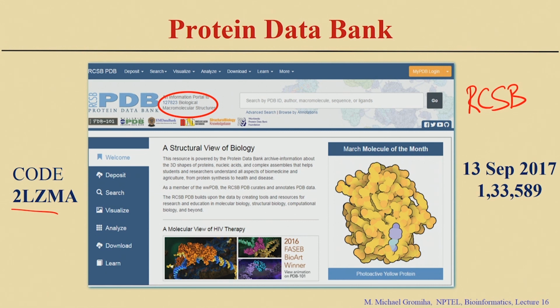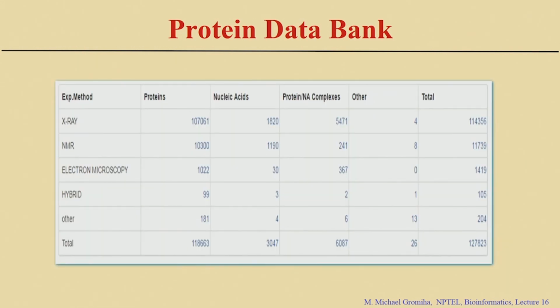If you look at the statistics of the protein data bank, as I discussed earlier, X-ray crystallography is the most prominent technique to obtain the 3D structures of proteins. Among these 127,000 structures, about 114,000 were obtained from X-ray crystallography. For NMR spectroscopy, there are about 11,000 structures, followed by the other techniques. Looking at the different macromolecules, proteins have the highest number of structures, 118,000, with about 3,000 nucleic acids and about 6,000 complexes. This includes both protein-RNA and protein-DNA complexes.